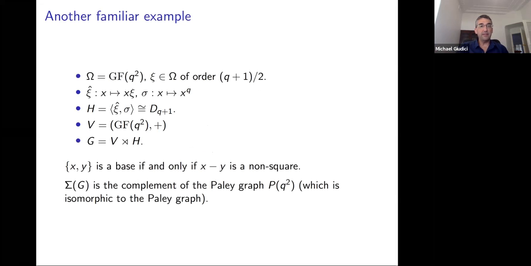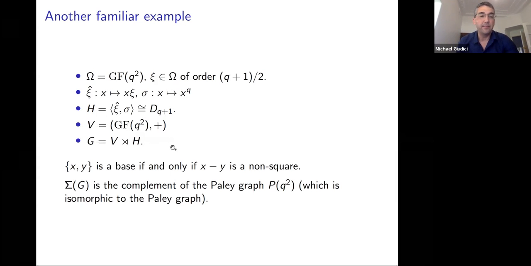Next, another familiar example. I'll take omega now to be a field of order q squared. I'll take an element xi of order q plus 1. Then I can have two permutations of omega. One is multiplication by my element xi. The other is the q power map. Then the group of permutations generated by xi hat and sigma gives me a dihedral group of order q plus 1.